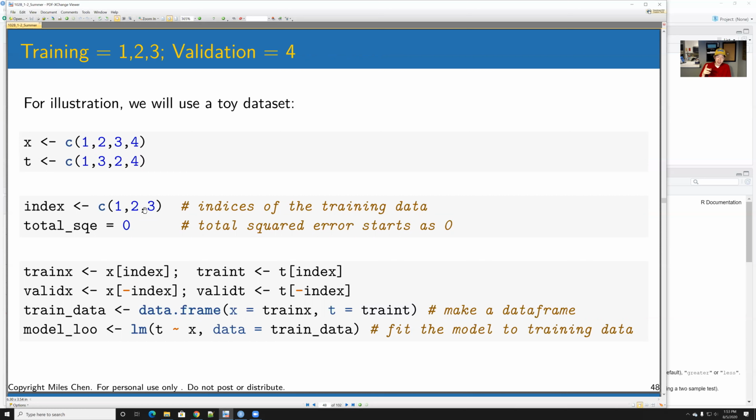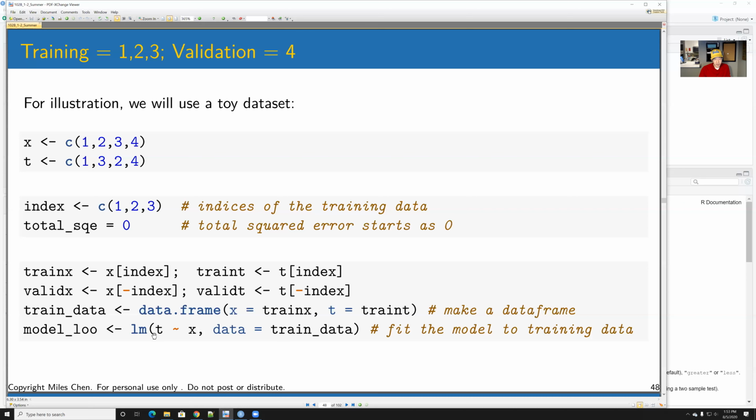Okay, and then we're gonna measure the error on the validation set, okay? So in the code, I subset X into training X, and I subset the actual values T to training T, and then everything but, I remove the index, will be my validation point, my validation T, okay?